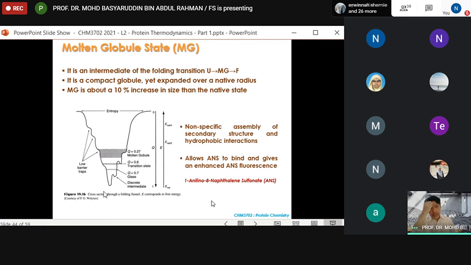Then F also can be N. Some may use N, folded or native. In this case, one of the difficulties, for example if we want to do what we can call de novo protein design, is achieving the side chain packing needed to create a stable native state rather than an ensemble of molten globules. So this is actually quite critical. We're talking about the side chain packing.